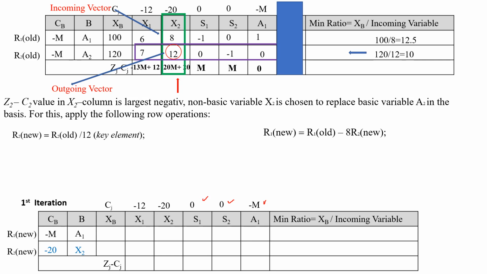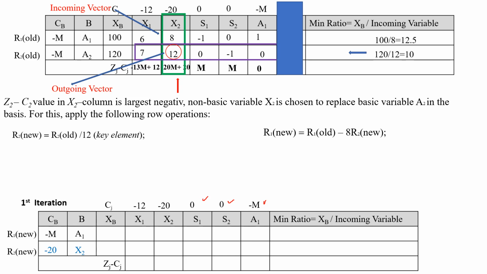So R2 new equals R2 old divided by 12, and the second row operation is R1 new equals R1 old minus 8 R2 new. Here R1 old is the first row in the old simplex table and R2 old is the second row in the old simplex table. R1 new is the first row in the new simplex table and R2 new is the second row in the new simplex table.